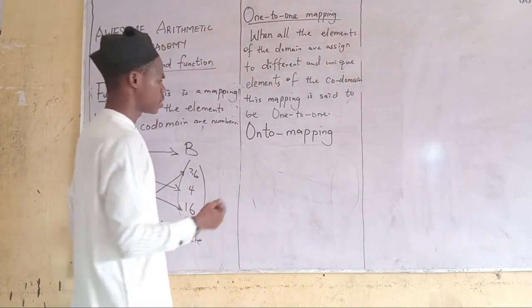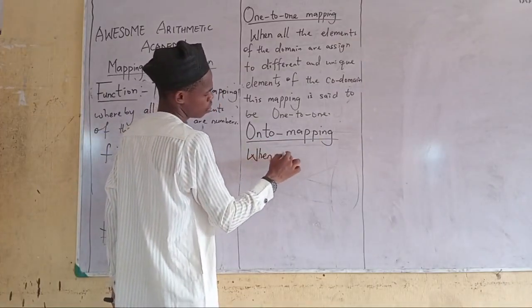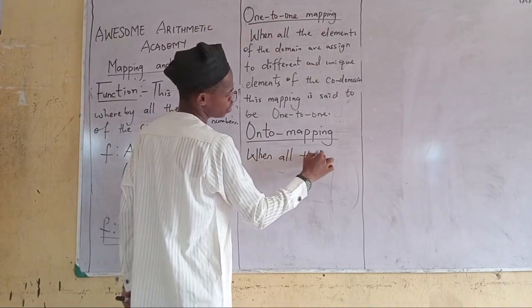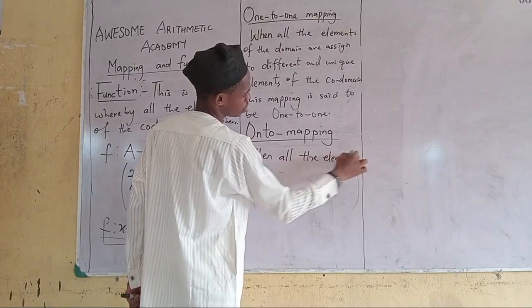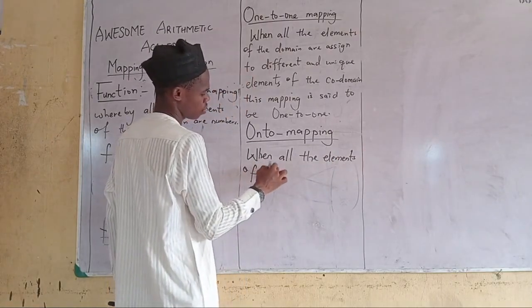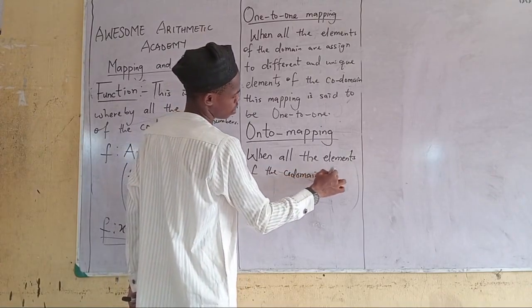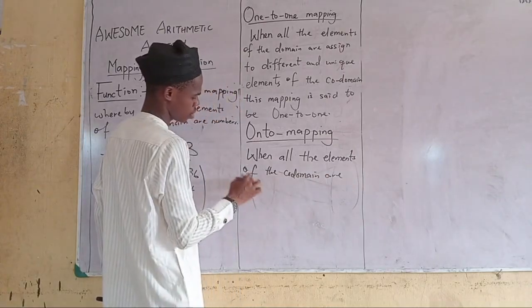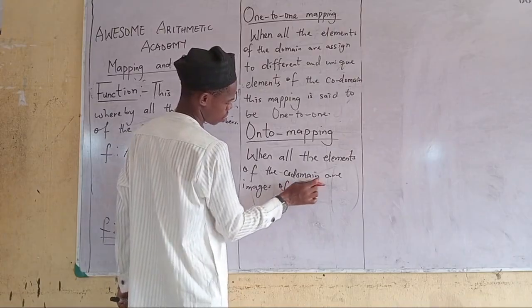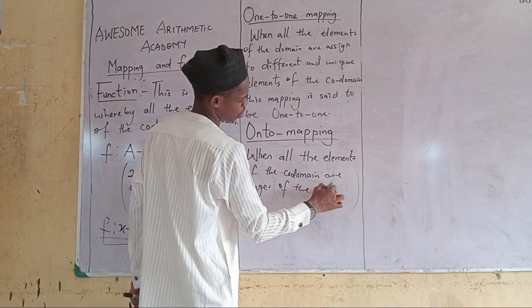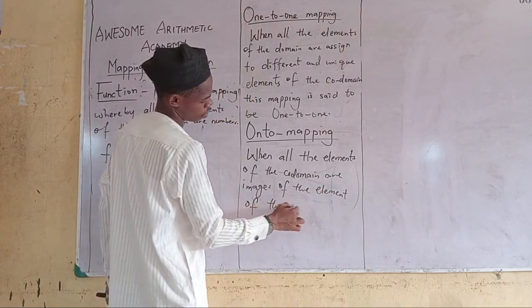Onto mapping is when all the elements of the codomain are images of the elements of the domain.